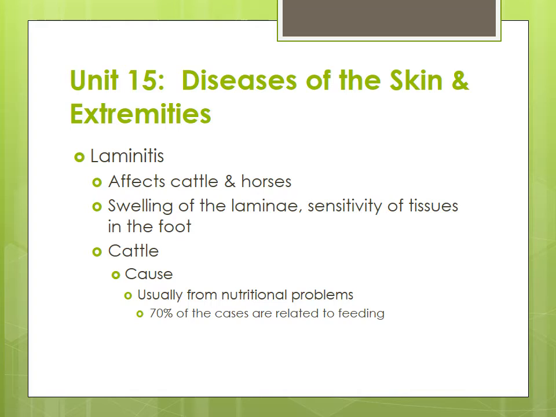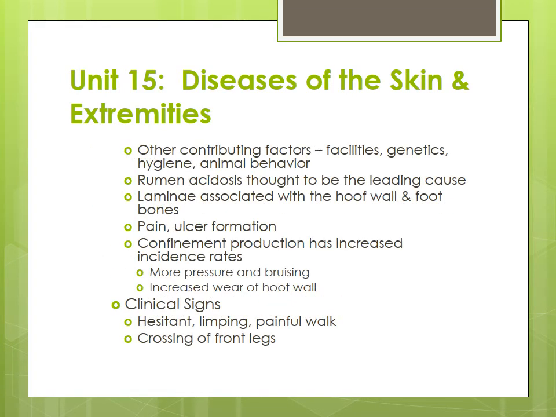So in cattle, we know that the cause generally is related nutritionally, and in fact 70% of the reported cases right now we know are related to feeding type issues, much more so than stress. Some other highly contributing factors include facilities. You say, well, how could facilities cause laminitis? Concrete that's in poor repair or poor condition, or even too new, surprisingly enough, can cause laminitis issues. Bad genetics issues can cause laminitis. Improper hygiene that we just talked about with regard to foot rot, and then simple animal behavior can cause laminitis.